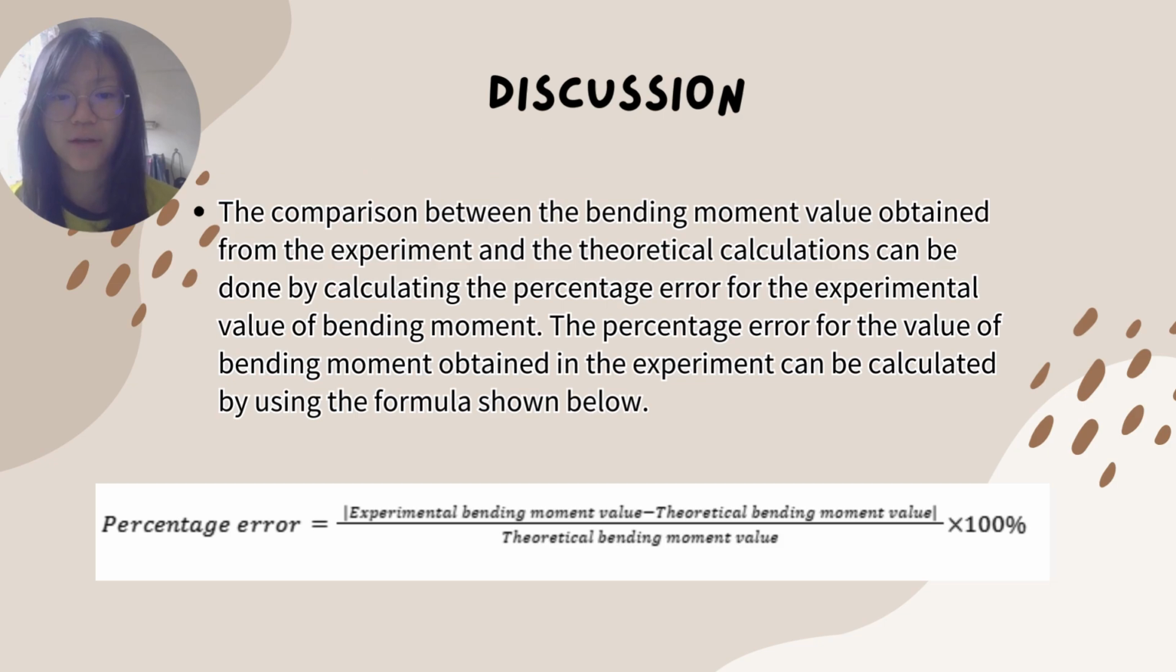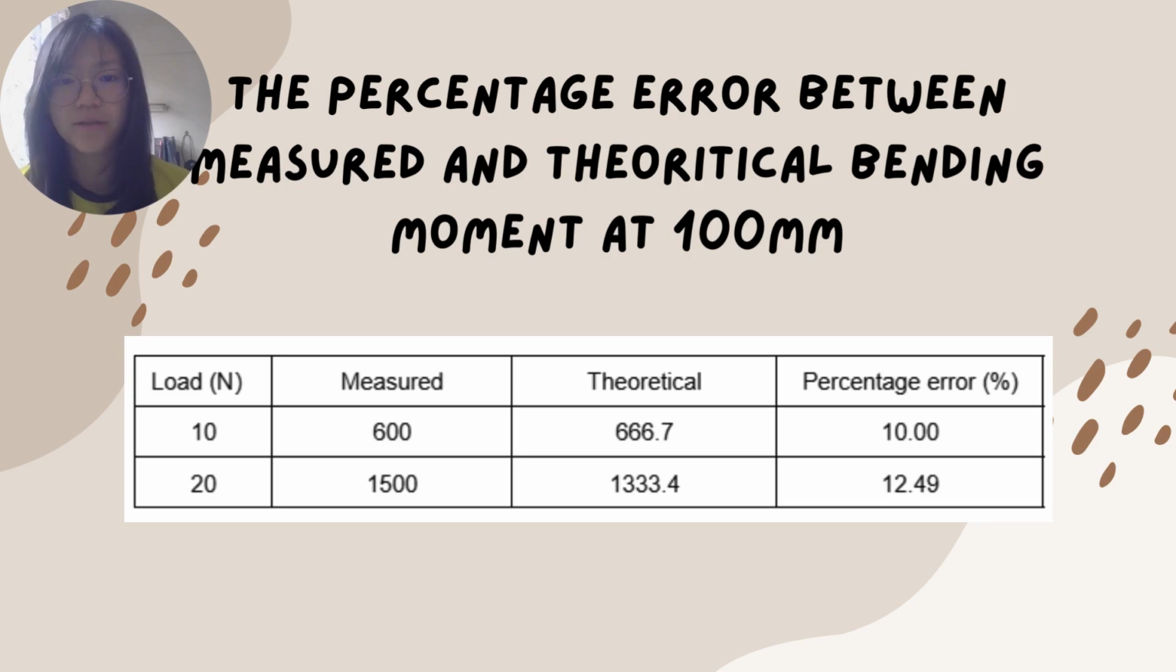The percentage error for the value of bending moment obtained in the experiment can be calculated by using the formula shown below. Percentage error equals modulus of experimental bending moment value minus theoretical bending moment value, over theoretical bending moment value, times 100%. The table below shows the percentage error between measured and theoretical bending moment at 100 millimeter. We will show the results later at different points, which are 200 millimeter, 300 millimeter, 600 millimeter, and 700 millimeter.